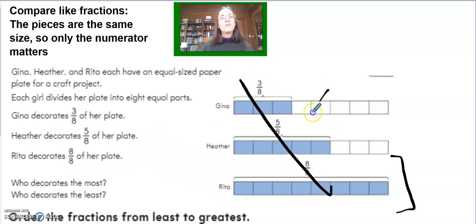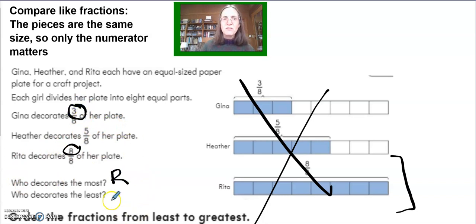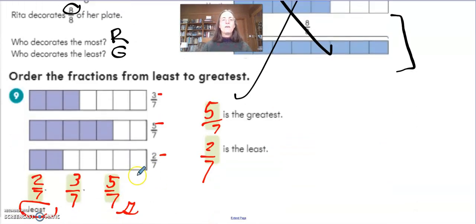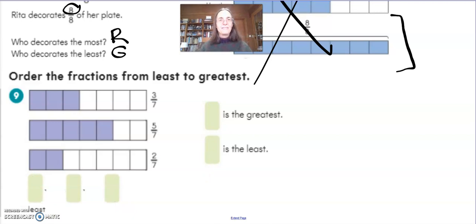Well, if I didn't want to draw that all out, guess what? Rita has 8 pieces done. She did the most. And Gina only got 3 of hers. She's got the smallest number of pieces done. Oh, Gina, you got to catch up, honey. Now, shaboom! I just erased all that for you.